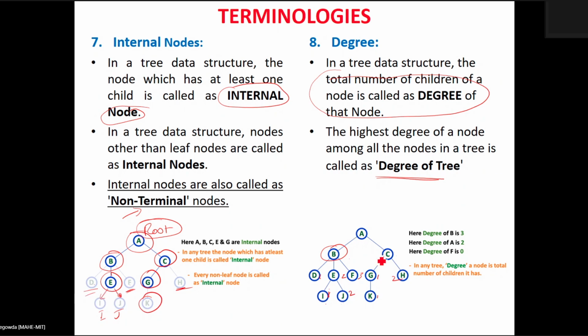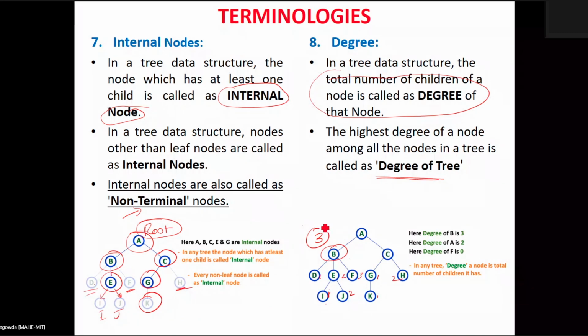If you look at this particular example, the node B has the most children, so the degree of B is 3. So we can say that the degree of the tree is also 3 here. The degree of a tree is the highest degree of a node among all the nodes. The highest degree of a node among all the nodes in this particular example is 3, that is the B node. So the degree of the tree for this particular example is 3.